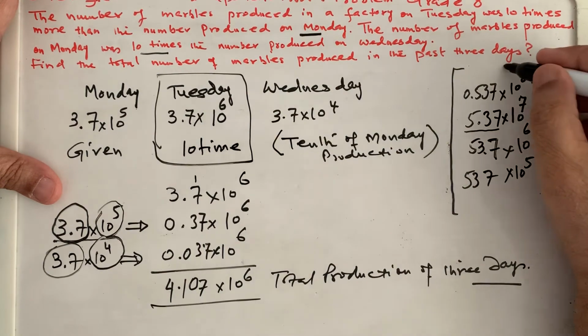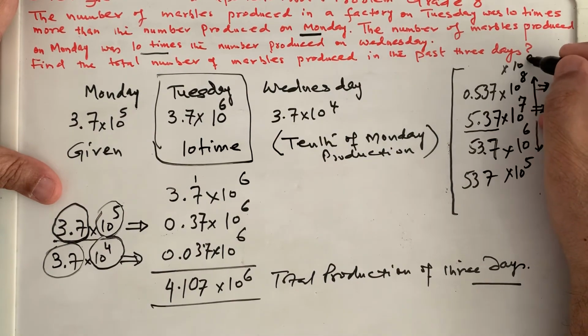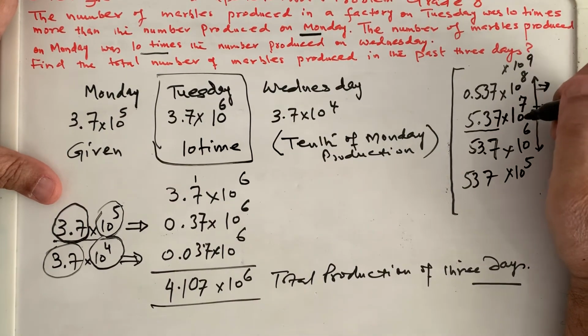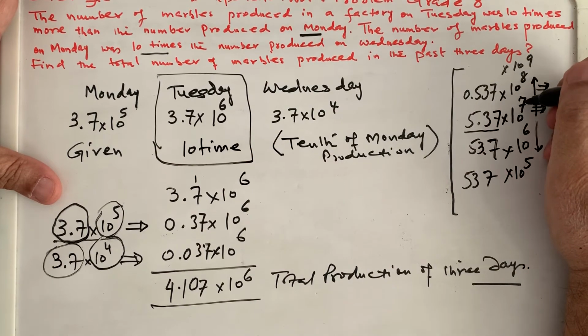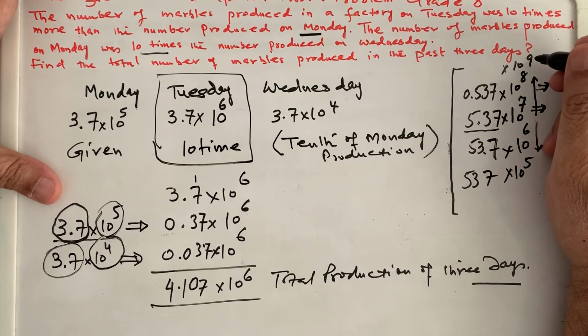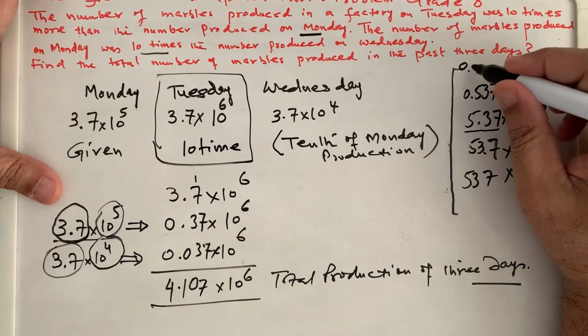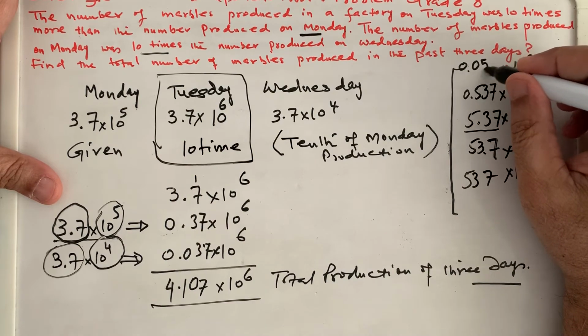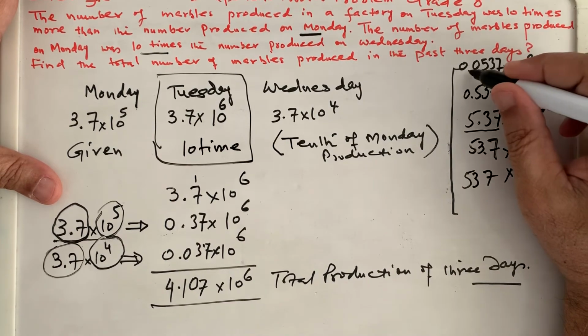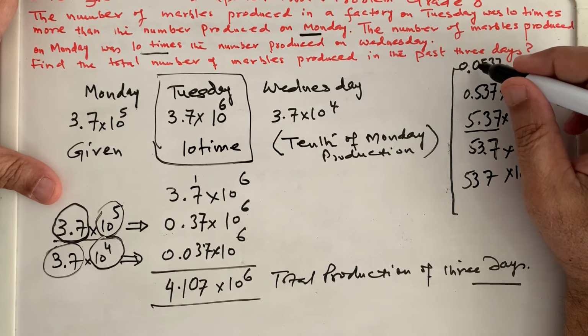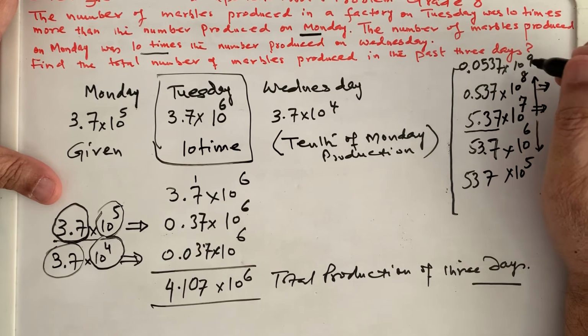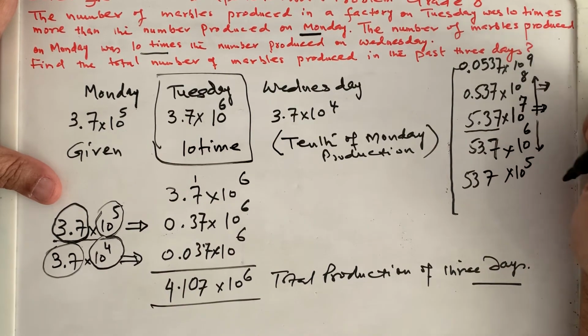Okay, if I go to 10 to the power 9, what will my number be? From the original 7, I increase it by 100, that means 100 times, 10 to the power 2 I have added. So I have to divide this number by 100. So now my digits will be 0.0537 into 10 to the power 9. In this way, all these expressions are the same.